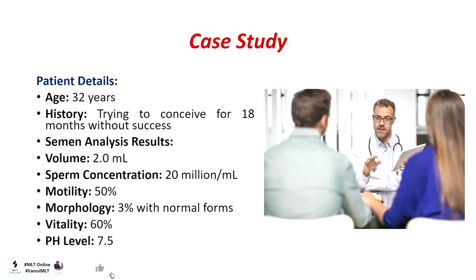Case study. Patient details. Age, 32 years. History, trying to conceive for 18 months without success. Semen analysis results. Volume, 2.0 milliliters. Sperm concentration, 20 million/ml. Motility, 50%.